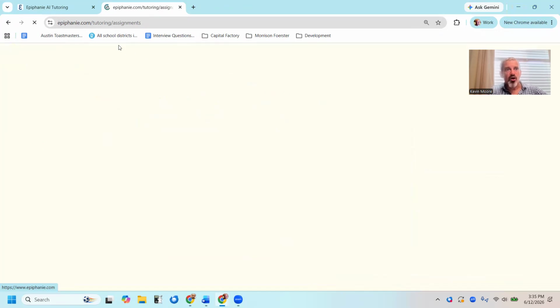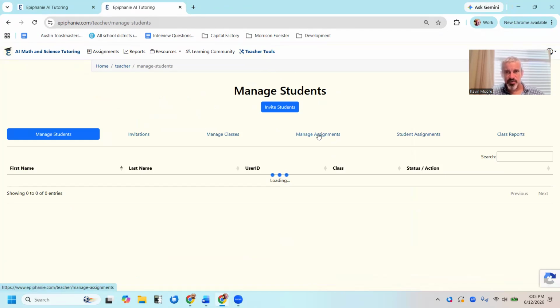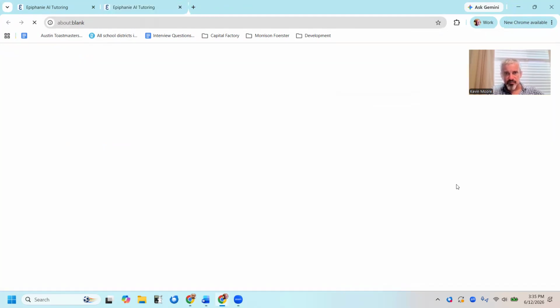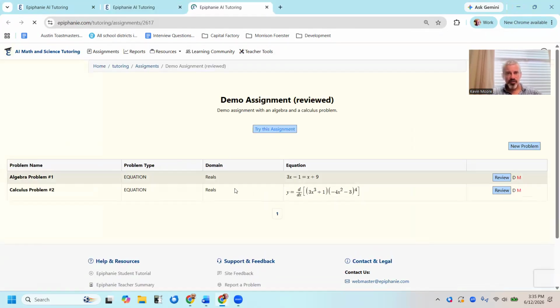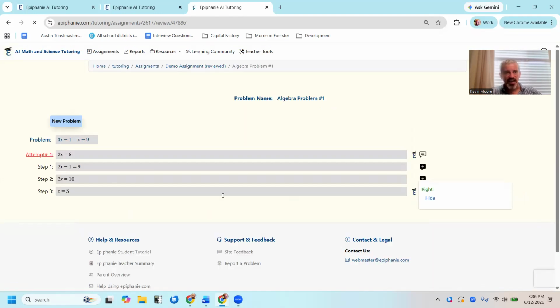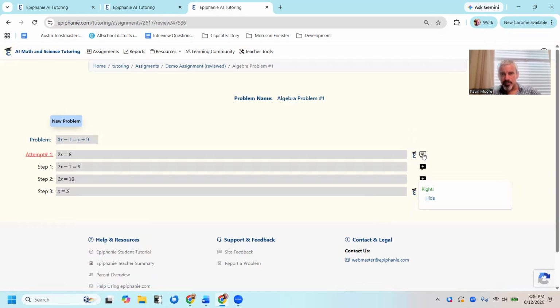I'm going to go to the homepage of my Epiphany teacher, and I have added them to my learning community. So now I can see the student's assignments, and I'm going to go to my student assignments and look at this particular assignment. You see both of these have a little red M next to them. I can identify all the problems that have mistakes in them and just look at those. I can look at information about the reasons for the mistakes. I can add comments. Here I can see this is the mistake step that was shown here. It's an algebra mistake. I use the opposite operation. And I'm going to put a comment in here.